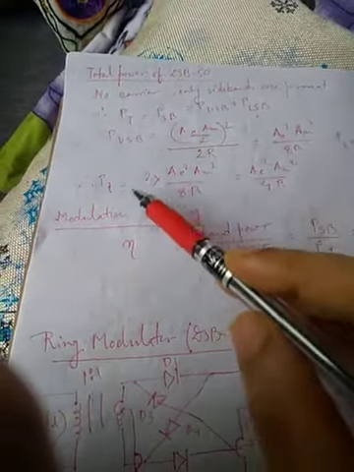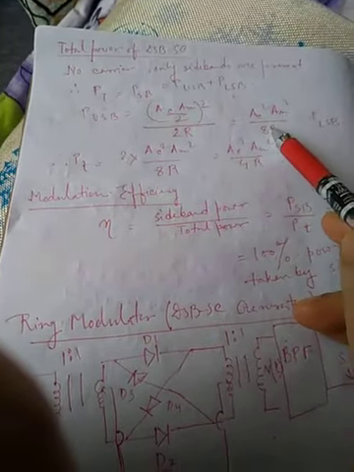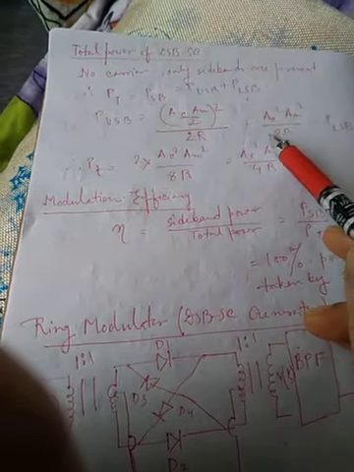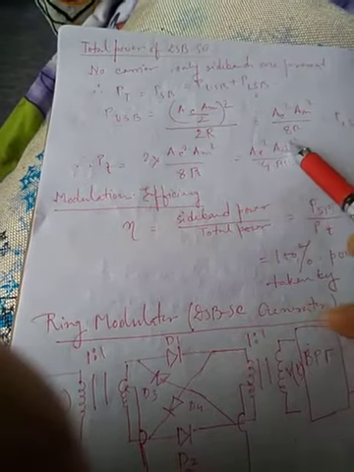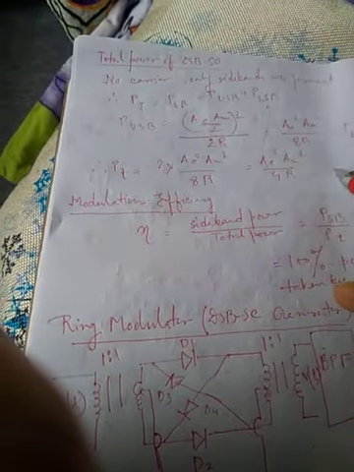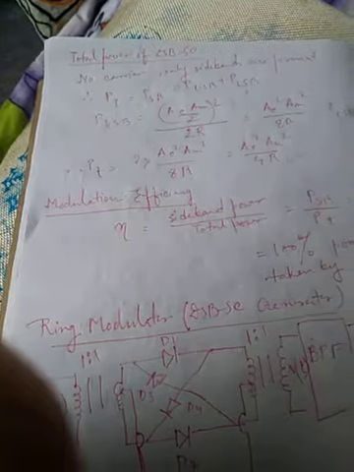So if I take the total power, then it will be twice of this power. So 2 into this will give me Ac^2 Am^2 by 4R. So that is the total power of a double sideband suppressed carrier.